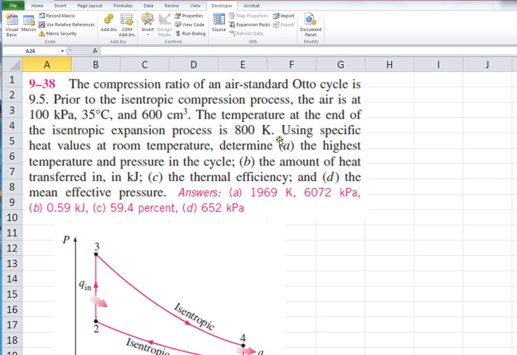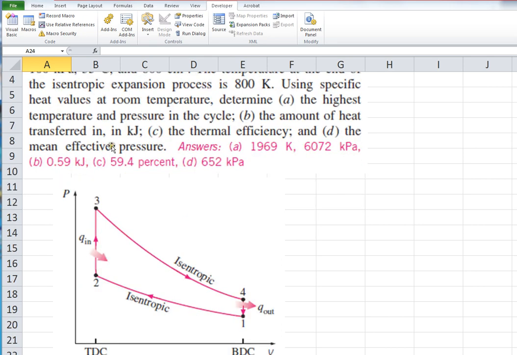Now he asks us to solve this problem using specific heat values at room temperature. And usually when they say room temperature, it means 300 degrees K, so you can just look those up in the table. He wants us to find the highest temperature and pressure in the cycle, the amount of heat transfer in kilojoules, and the thermal efficiency and the mean effective pressure.